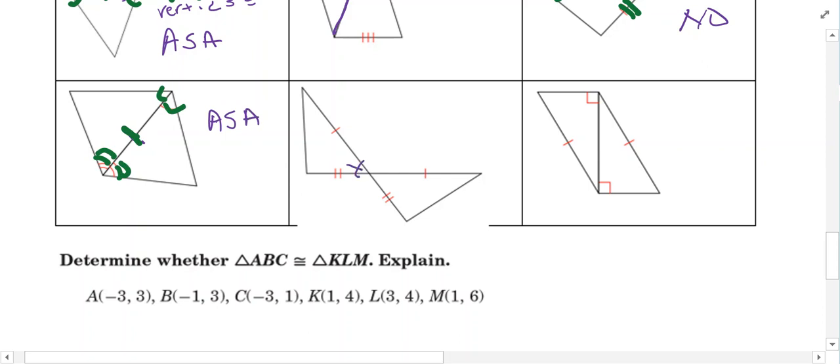Again, we share vertical angles here that are congruent. So we have side, angle, side. So this is true by side, angle, side. Here we have a shared side again that's congruent. We have right triangles. So we have the hypotenuses are congruent and one of the legs. So this is true by HL.